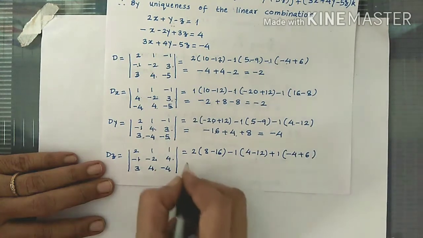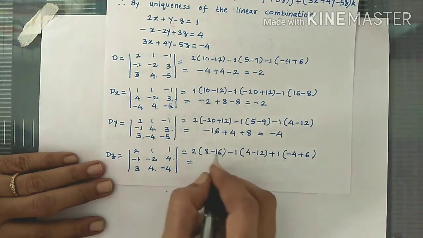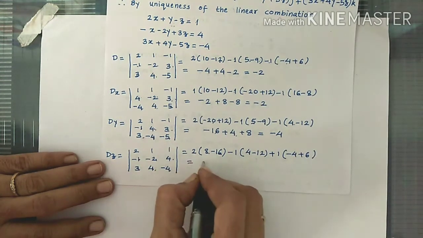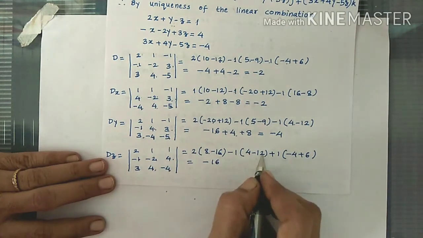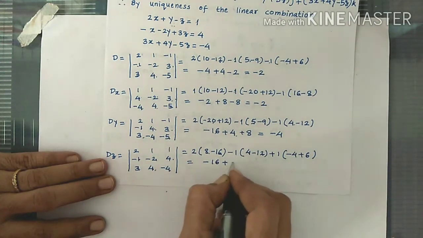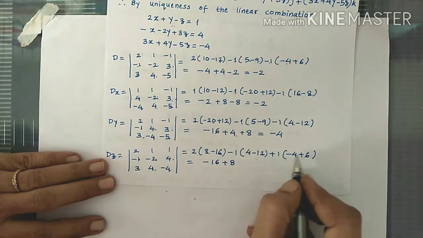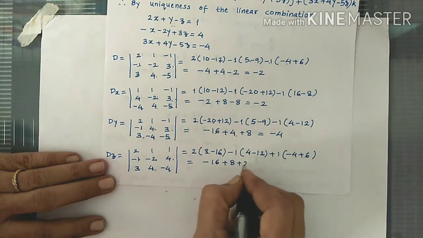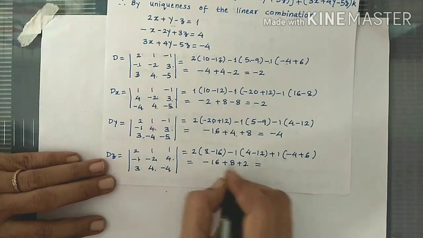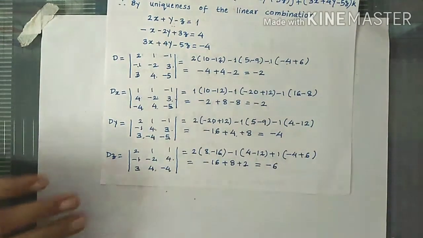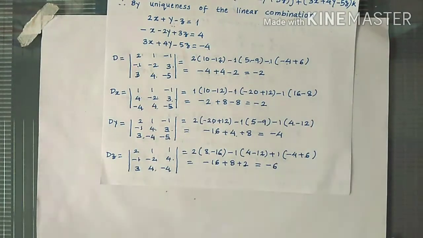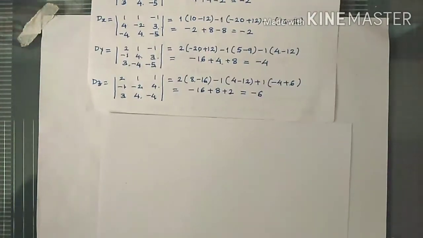So solving this we get 8 minus 16 is minus 8 multiplied by 2 is minus 16. 4 minus 12 is minus 8, then plus 8, and 6 minus 4 is 2. So 8 plus 2 is 10, minus 16 plus 10 is minus 6. So now we have all the values d, dx, dy and dz. So let's solve for x, y and z.